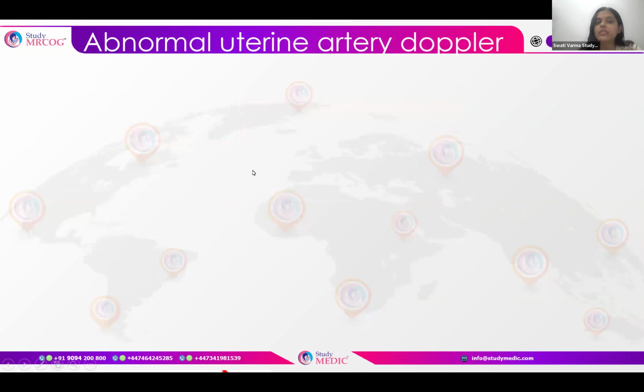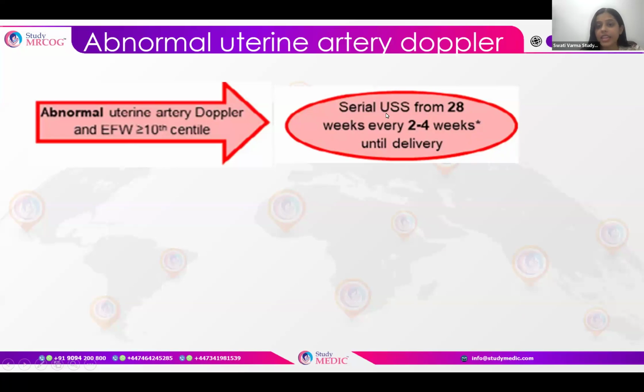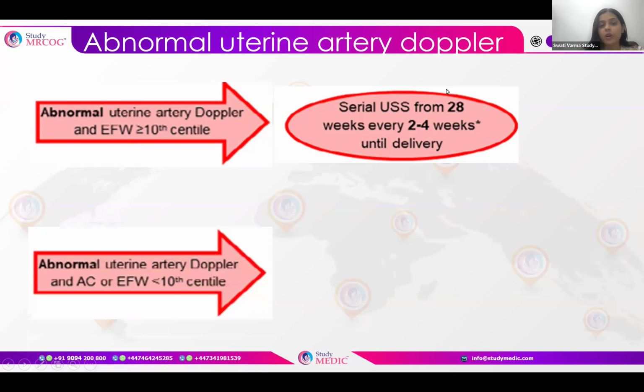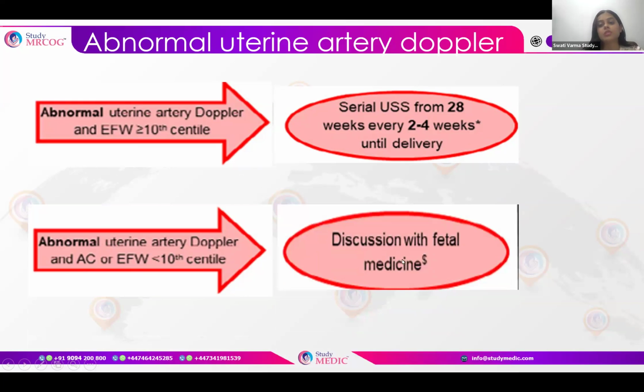Uterine artery Doppler is abnormal, but fetal weight is fine. Then again, you have to do serial ultrasound from 28 weeks, every 2 to 4 weeks until delivery. And what about both are abnormal? That is, uterine artery Doppler is also abnormal and fetal weight is also less than 10 centile, AC or fetal weight. Any of these is less than 10 centile. Then you have to discuss with fetal medicine because something is really serious.